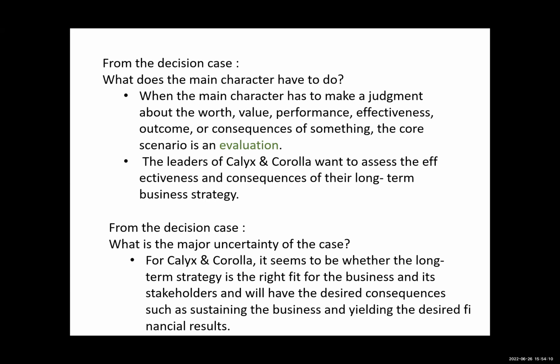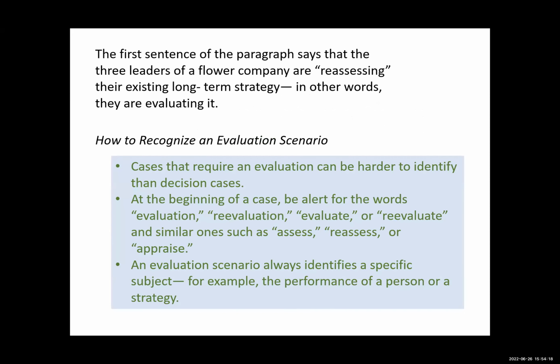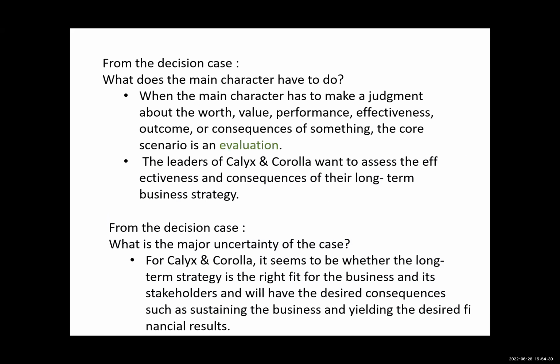That's the core. From the decision case, what is the second question? What's the major uncertainty in the case? If you have not read it, what is the major uncertainty in the Calyx and Corolla case? Whether they are going to be successful or not, we don't know. How it impacts all these four people, we don't know. Right? That's why I wanted you to study. That's why I jumped out. You can read it. No issue.